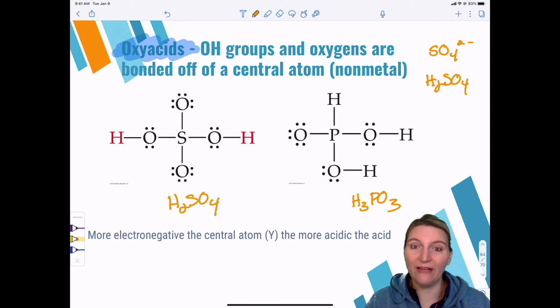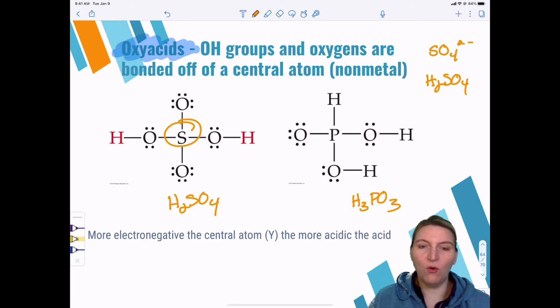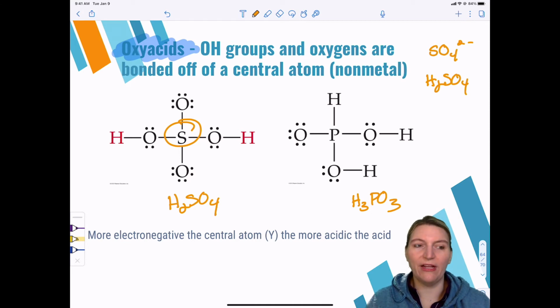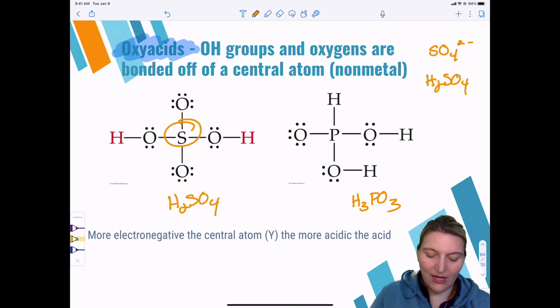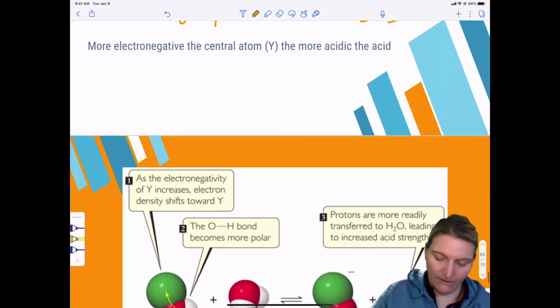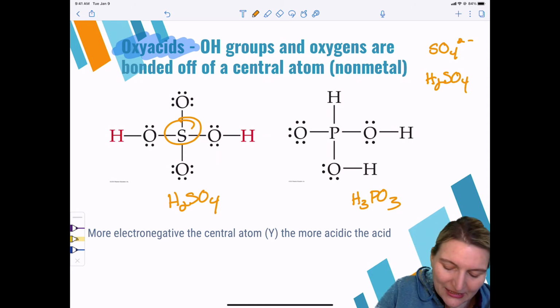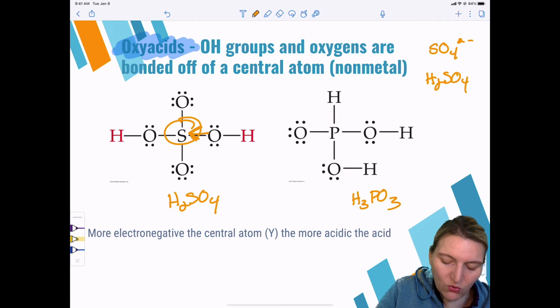In oxyacids, the hydrogens are always off the oxygen, and the other nonmetal is the central atom. And what makes one stronger than another is all about the electronegativity of the central atom. Okay, so sulfur is more electronegative than phosphorus. You know that because you know the trends going across. Therefore, H2SO4 is stronger than H3PO3. And why is that? We're going to talk about that on the next page, but basically the sulfur is electronegative, which means it's going to pull the electrons towards itself.